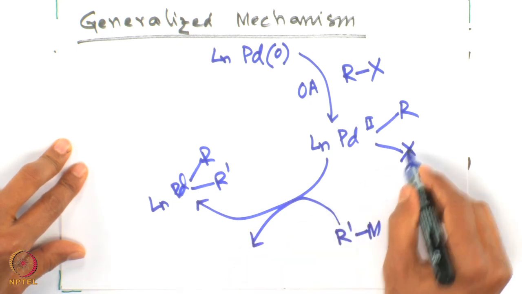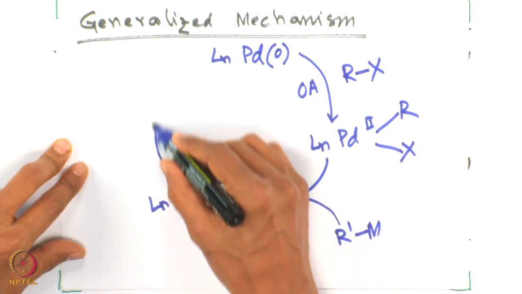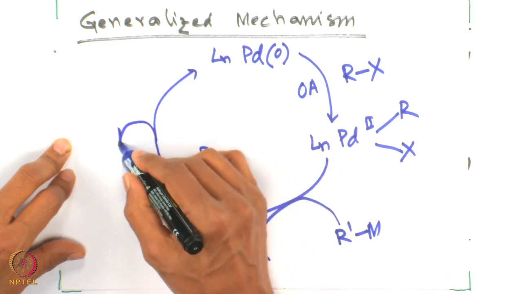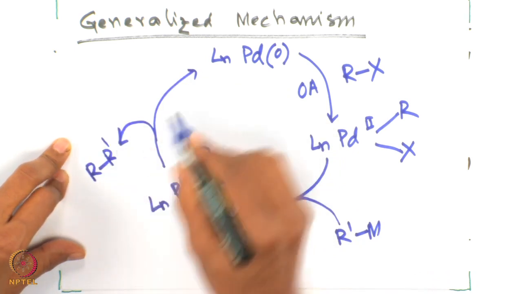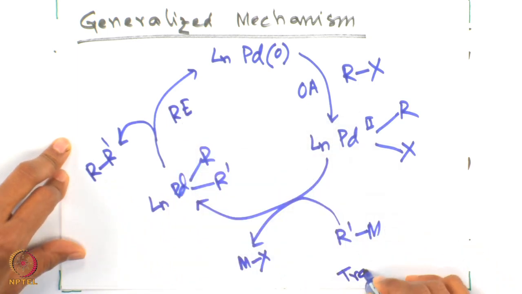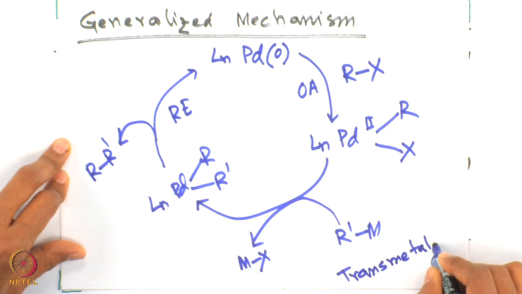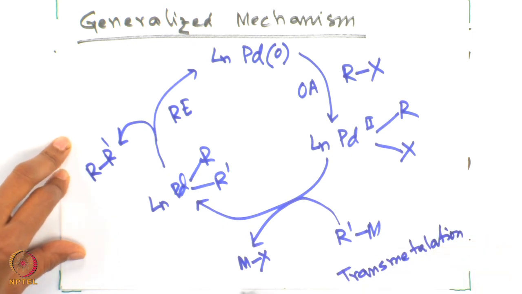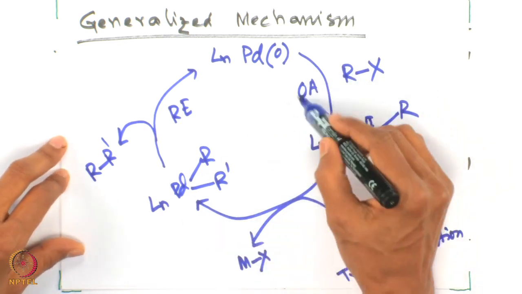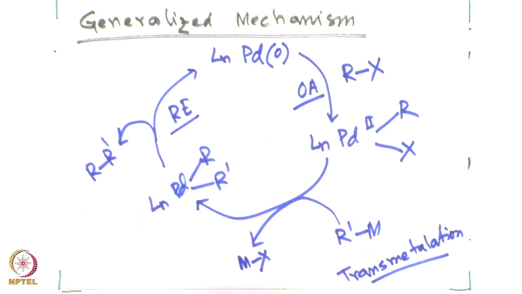Here M and X gives you MX. Overall, in the process we get R R prime as the product, that is the reductive elimination, and the earlier step is called transmetallation. So, it is oxidative addition, transmetallation and reductive elimination. These are the key steps for these processes.